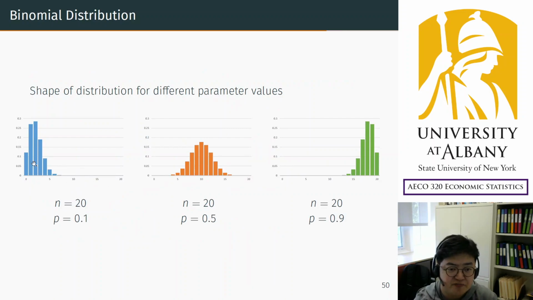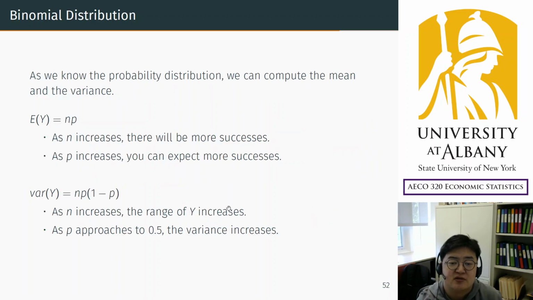As you see here, when p is 10%, it is concentrated on the lower side, and at 90% on the other side. But when it is 50%, it's more spread. The peak is lower, so there is less concentration when p is 50%. So all these shapes can be explained by the mean and the variance.